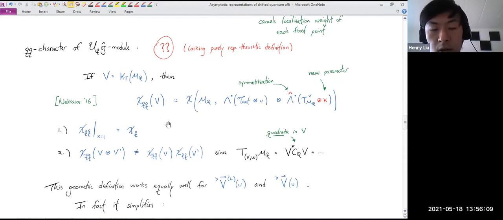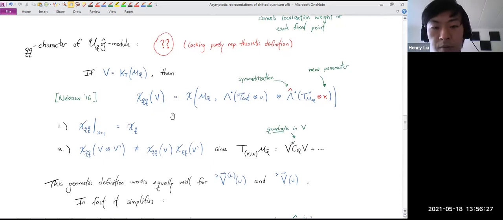For G equal to GL1 hat, these QQ characters will be fundamental building blocks of curve counts inside threefolds for Donaldson-Thomas theory or something. And they also show up in a lot of other places.